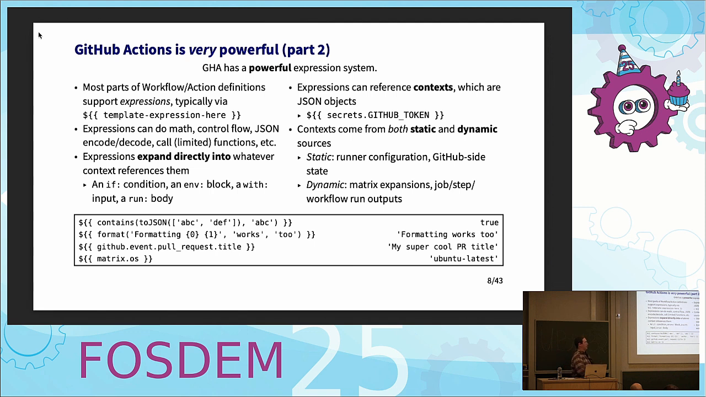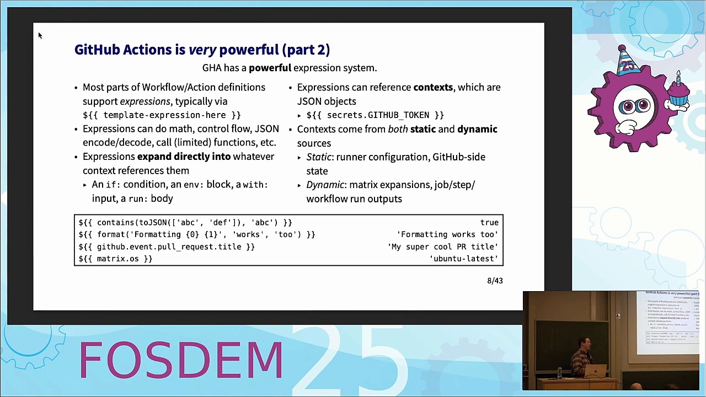At the core of the expression system are these things that GitHub calls contexts, which are really just JSON objects. When the runner is invoked, it is loaded with a set of contexts, and you can access those contexts as if they were JavaScript objects. So if you have a nested dictionary that has secrets.github_token, that gets modeled as the context secrets.GITHUB_TOKEN in the expression syntax.